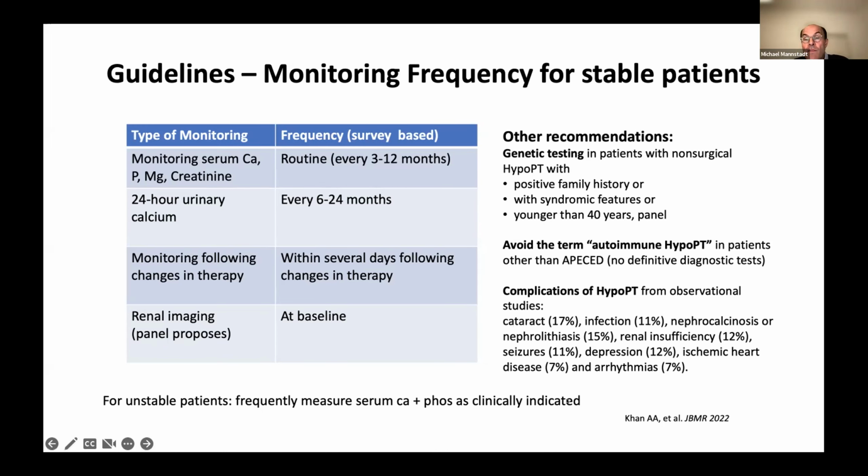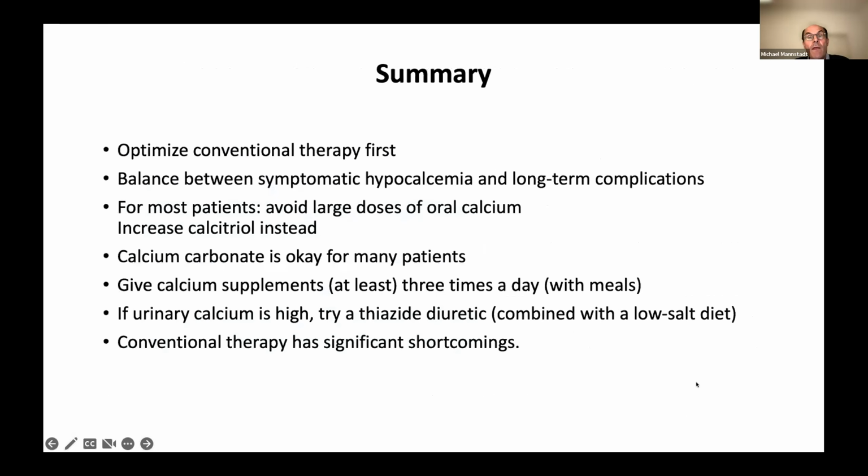And then we pulled together the complications from hypoparathyroidism from observational studies, and you see them mentioned here with the percentages. And so you're probably familiar with some of these. All right, so I want to summarize.